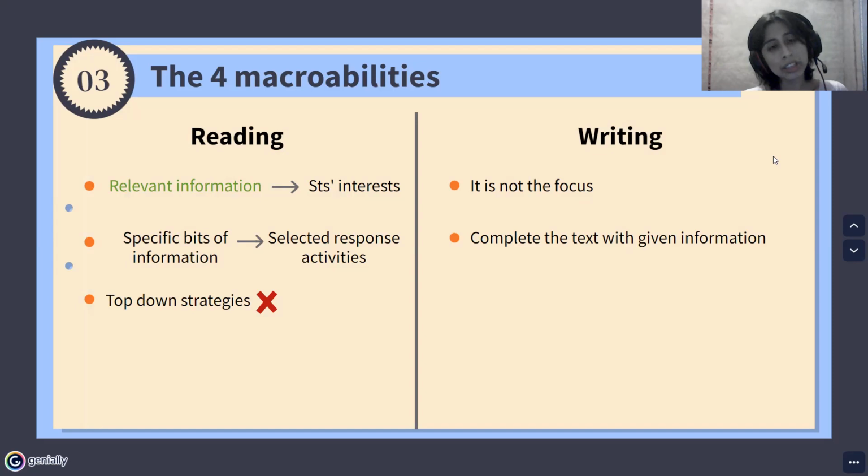Then I have also seen that activities don't take advantage of top-down strategies, which is a pity because sometimes students' background knowledge and their experience can help them to comprehend the text better. As regards writing, it is not the focus of this course book, because in the whole book I think there are just 6 activities that foster writing.